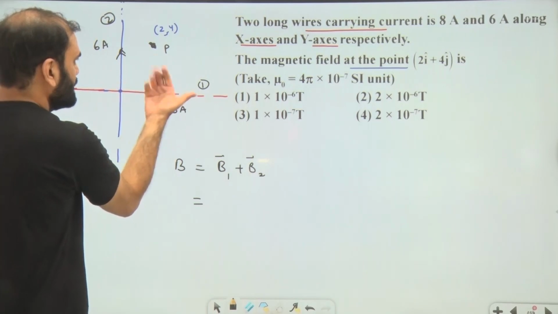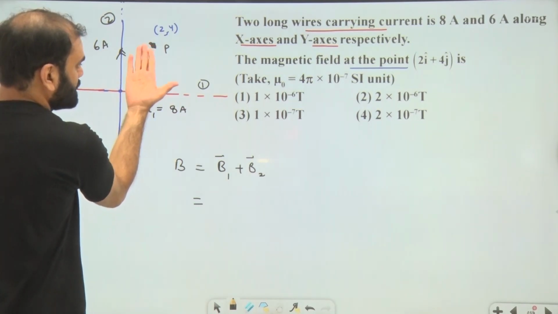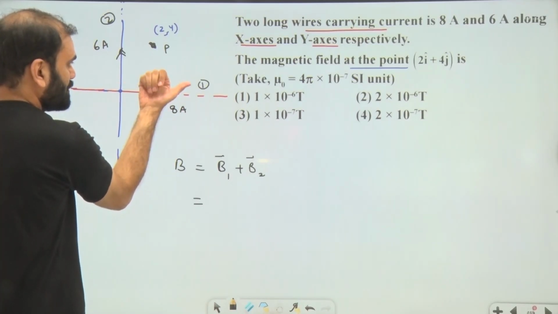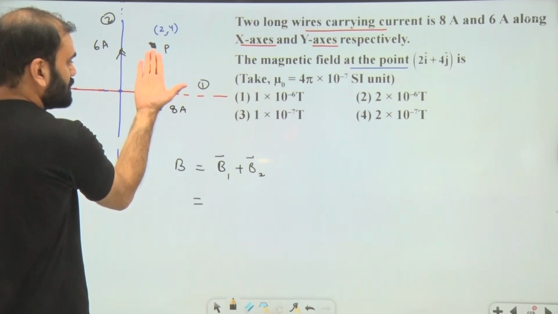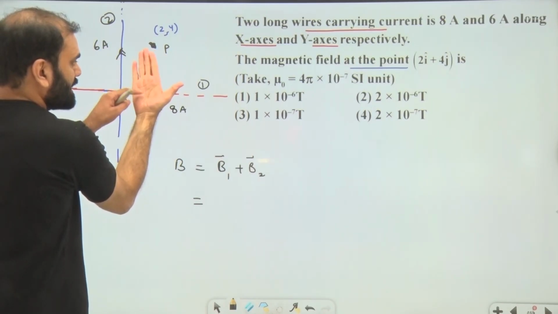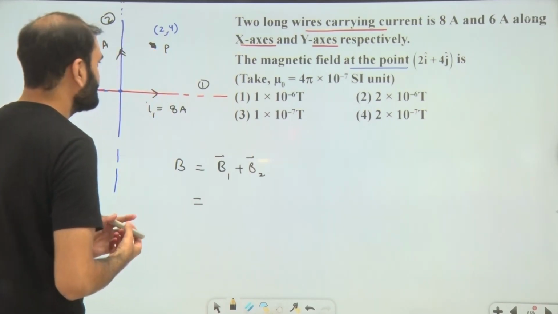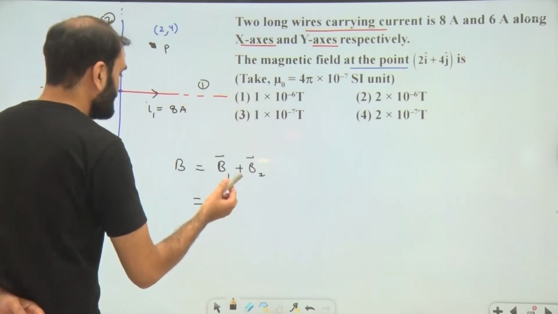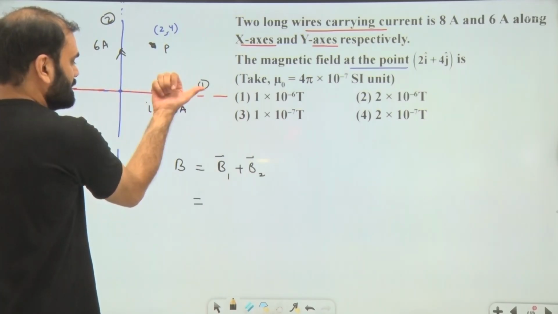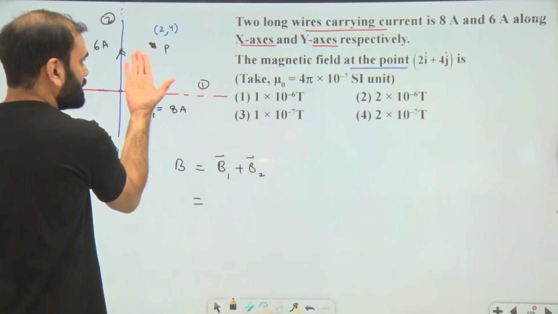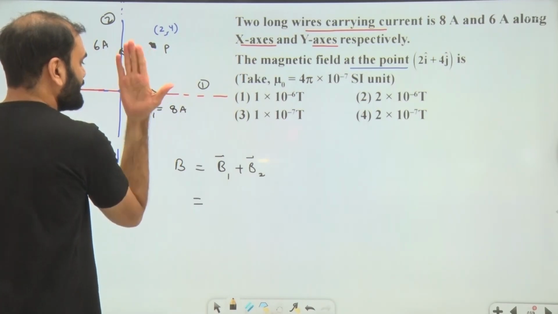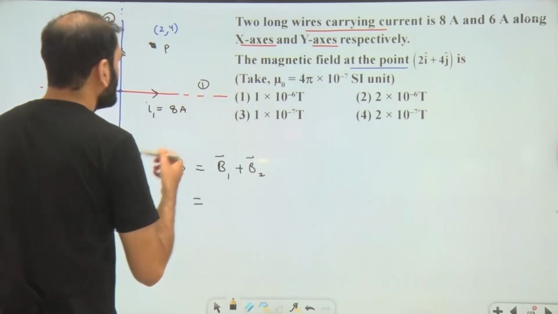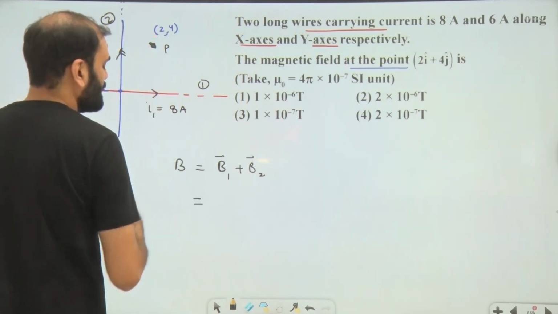So for B1 vector, the current is flowing like that. Using the right hand palm rule, spread your fingers in the direction of the point, and the direction of the palm is the direction of the magnetic field. Here the current is in this direction, and the direction of the palm is coming out of the plane.